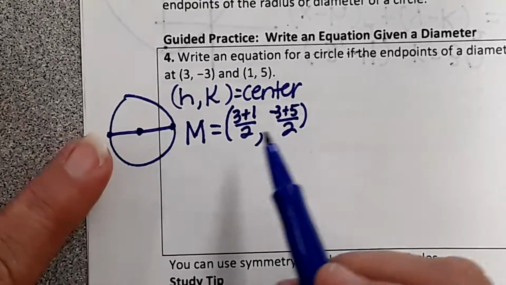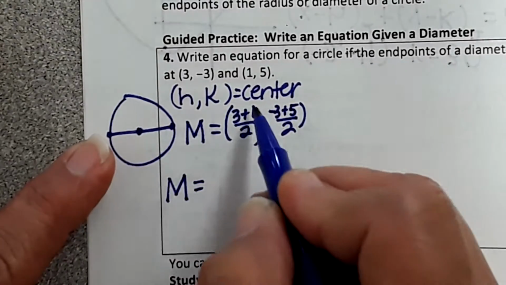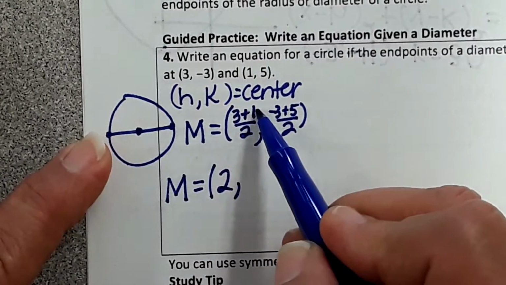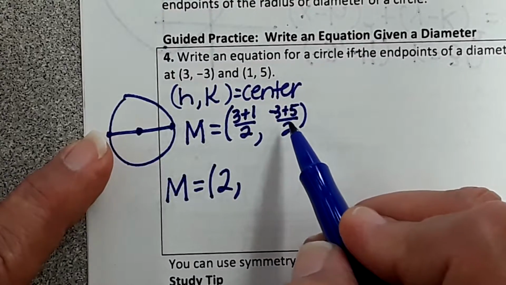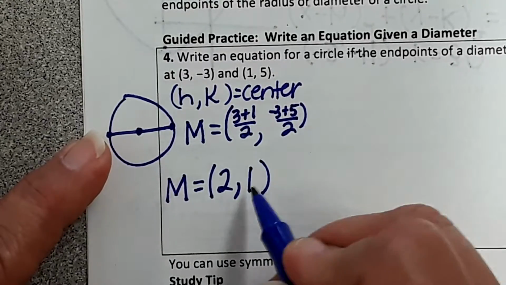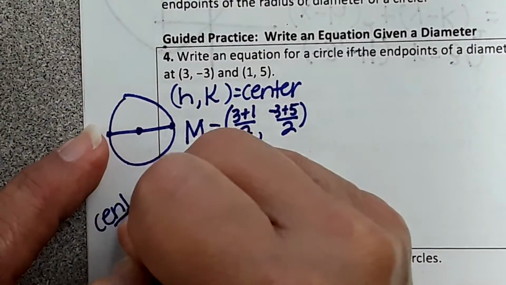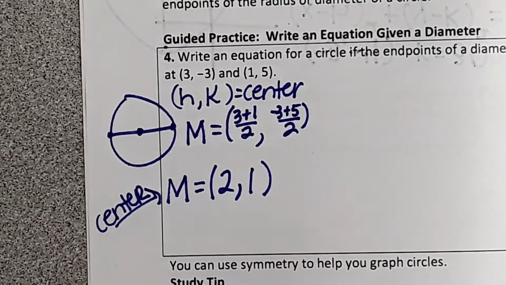What is 3 plus 1? 4. What is 4 divided by 2? 2. What is -3 plus 5? 2. 2 divided by 2 is 1. So this is our center, (2, 1). Again, because they gave us two endpoints of a diameter, we know we have to find the midpoint because it's smack dab in the middle, which gives us the center.